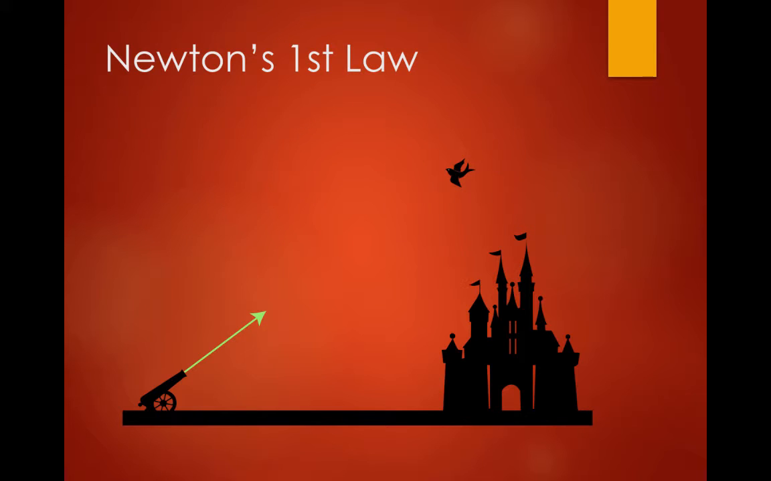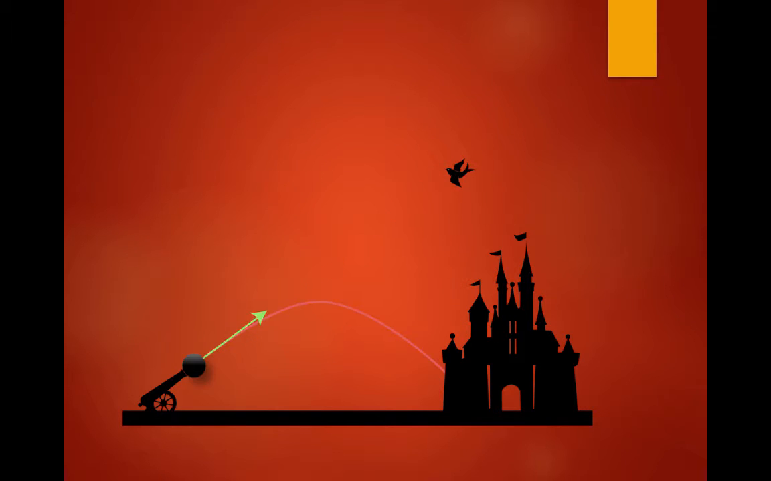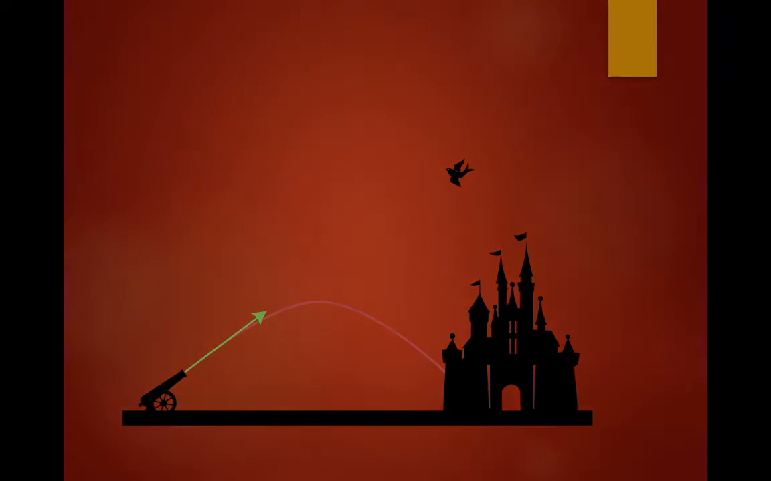Based on this law, if there are no forces acting on the cannonball, then once it has been shot out, it would continue in a straight path traveling at a constant speed. However, no, this is not the path that we see on Earth. Rather, what we see is a shape more similar to this curve.